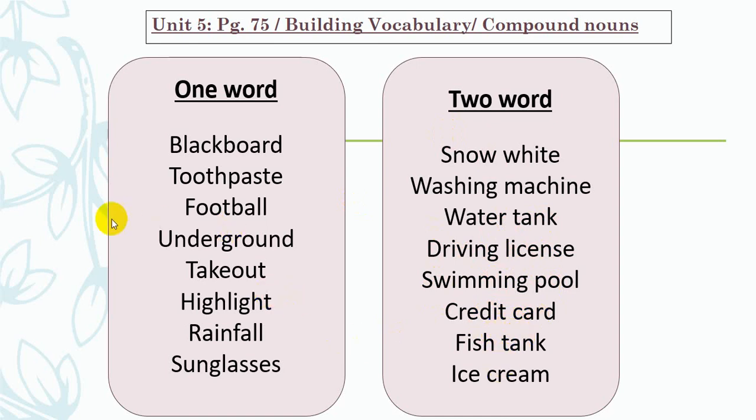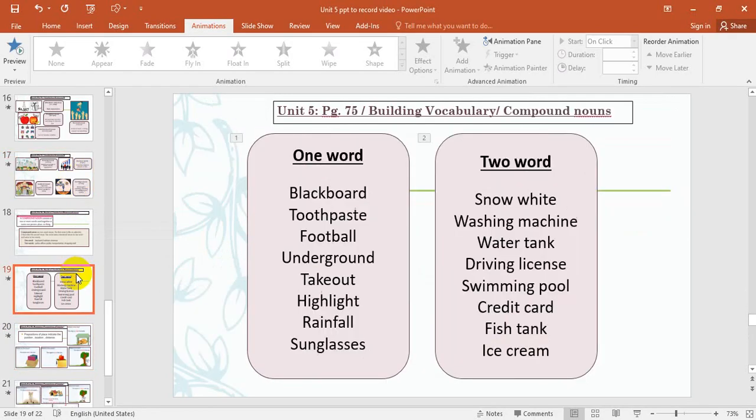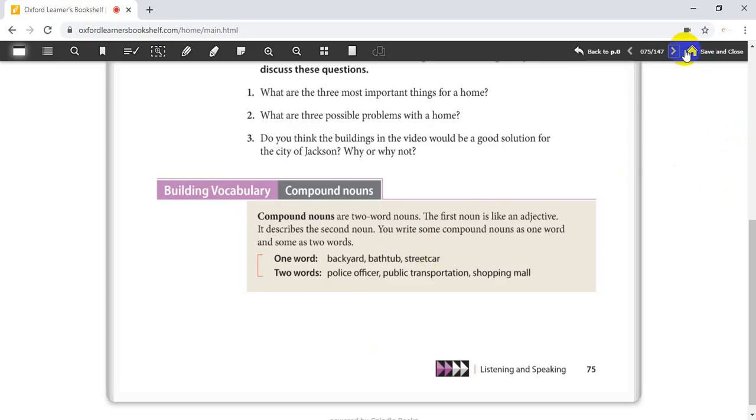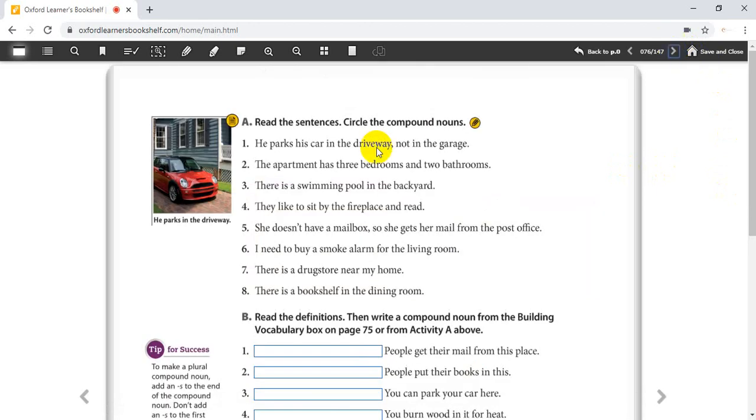Right? Now, let's go to page number 76. On page number 76, you're going to read the sentences in activity A, and you're going to circle the compound nouns. You have to be very careful. Not every sentence, but some sentences might have more than one compound noun. So as many compound nouns as you see in one sentence, you have to circle them. I'll give you 4 minutes and I want you to circle the compound nouns.